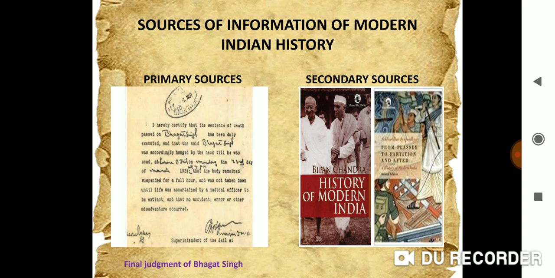Let's discuss the first, primary sources. I have given a very important original copy for your information. This is the final judgment of Bhagat Singh. The final order of Bhagat Singh's judgment, with the hanging order, is in this letter. This original letter was issued by the superintendent of the jail, 1931, you can see also.